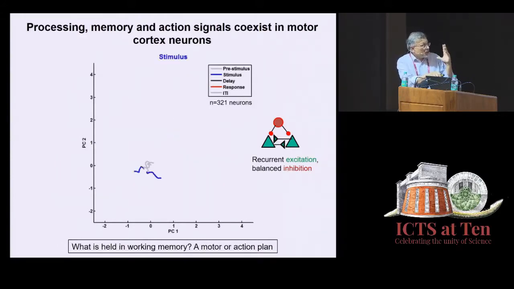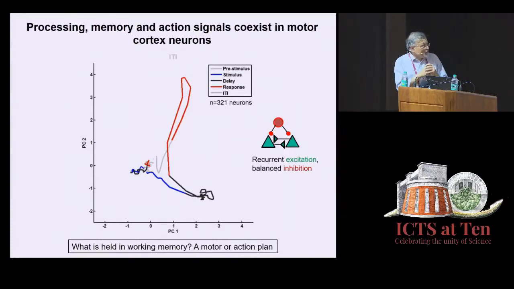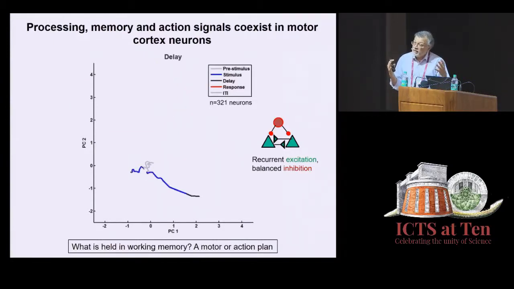It's a well-known model of how memory is created. What is being held in memory? I don't have time to tell you, but there is strong evidence that it's actually a motor plan. Because as soon as the stimulus comes on, the visual cortex shoots information forward. That's what learning is.